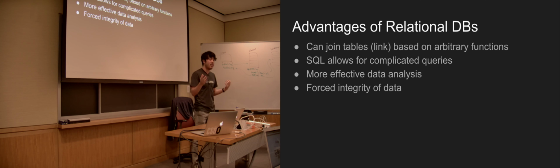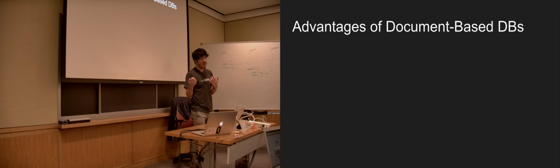So what did we do to enforce integrity of our MongoDB data? Error handling. We check things, yeah. We defined a schema. So we use Mongoose. Mongoose forces integrity of data onto our MongoDB database. So what are some advantages of document-based databases?